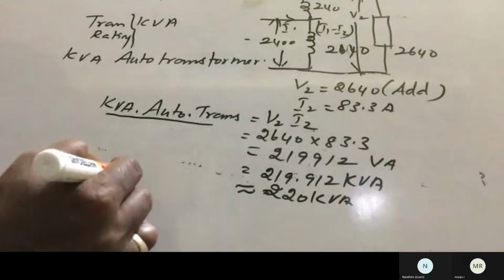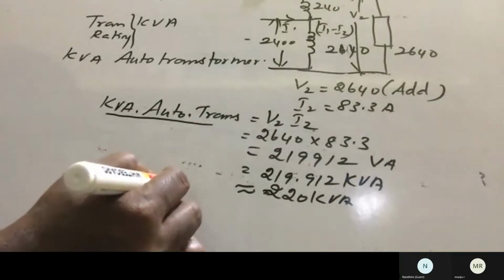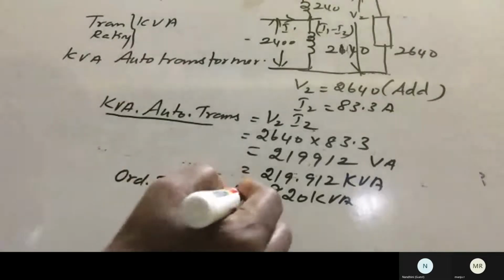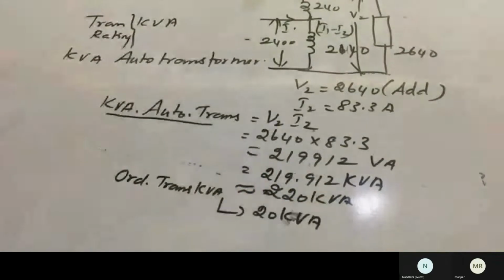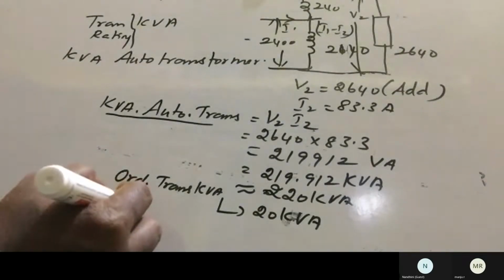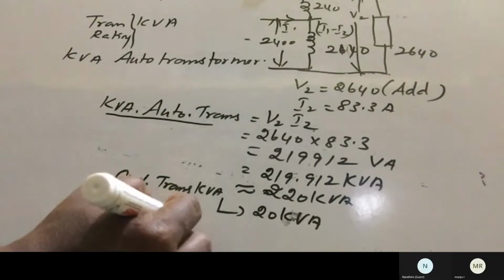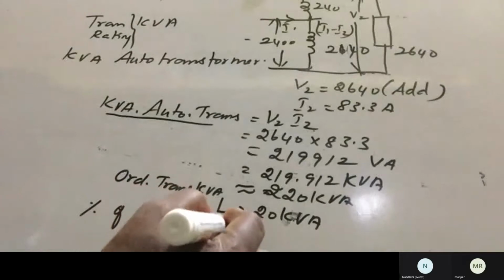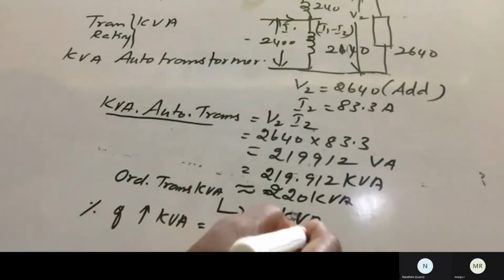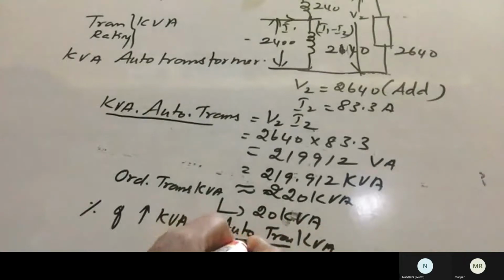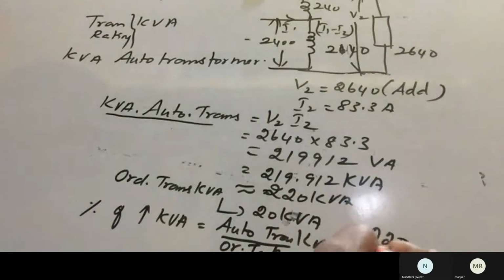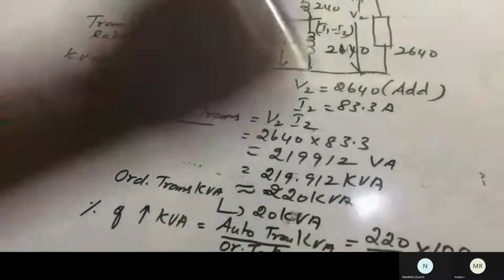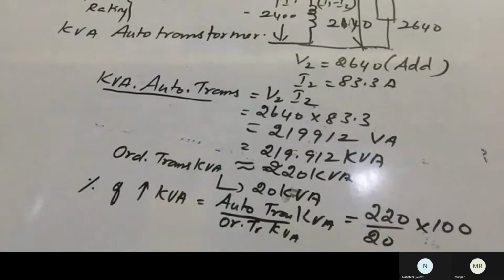What about the ordinary transformer kVA? Given 20 kVA. From that we can identify the percentage of increase in kVA. So the auto transformer kVA divided by the ordinary, two winding transformer kVA, that is 220 divided by 20 kVA, into 100. So what will be the percentage? How much percentage increase is there in the auto transformer?